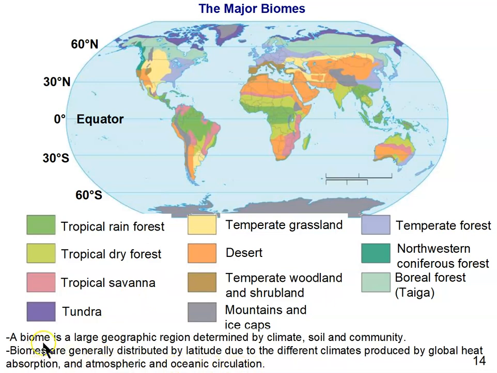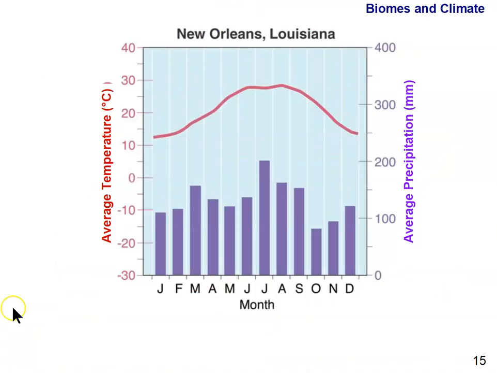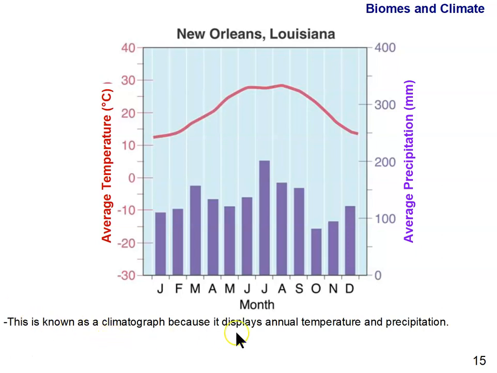Of course, the colored bands here aren't perfectly striped across the planet because other factors like atmospheric and oceanic circulation determine climate also. As you know, or should have learned previously, climate is determined by the average annual temperature and the average annual precipitation in a region. And that's what we're looking at here on this graph. So we call this graph a climatograph because it displays the annual temperature and precipitation.